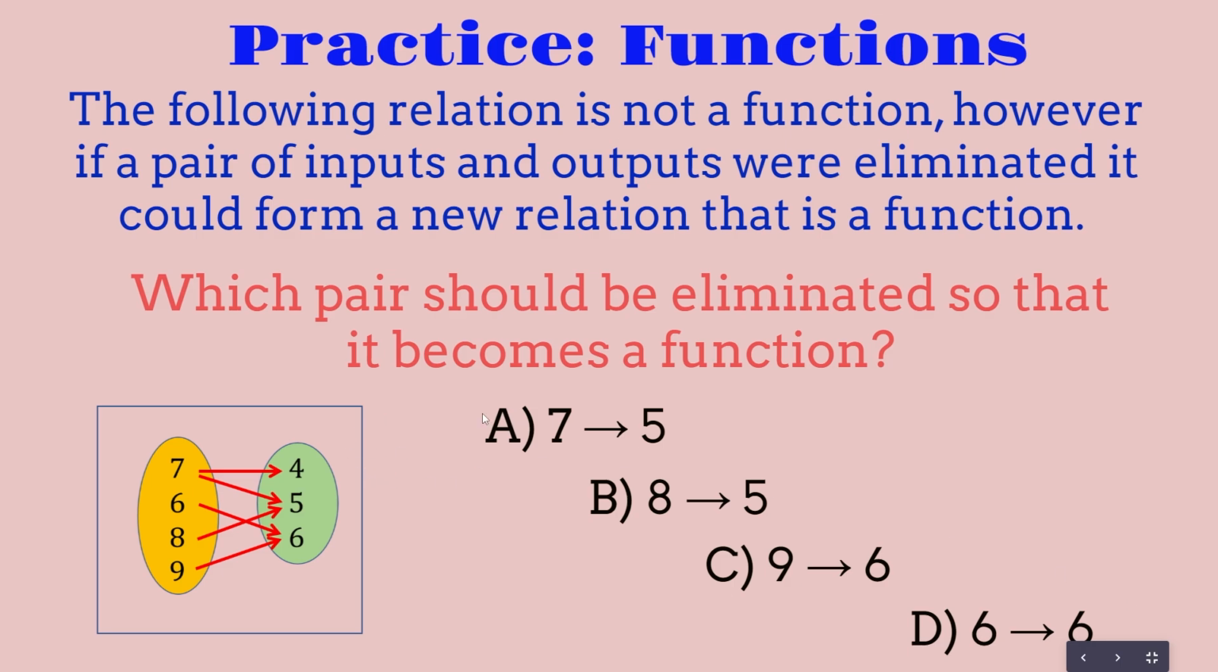So in order to make this a function, all we have to do is just remove 7 to 5. So if we remove 7 to 5, then that means every single one of the inputs has exactly one output. So the answer for this question is A, 7 to 5. That's what we need to remove in order for this relation to become a function.